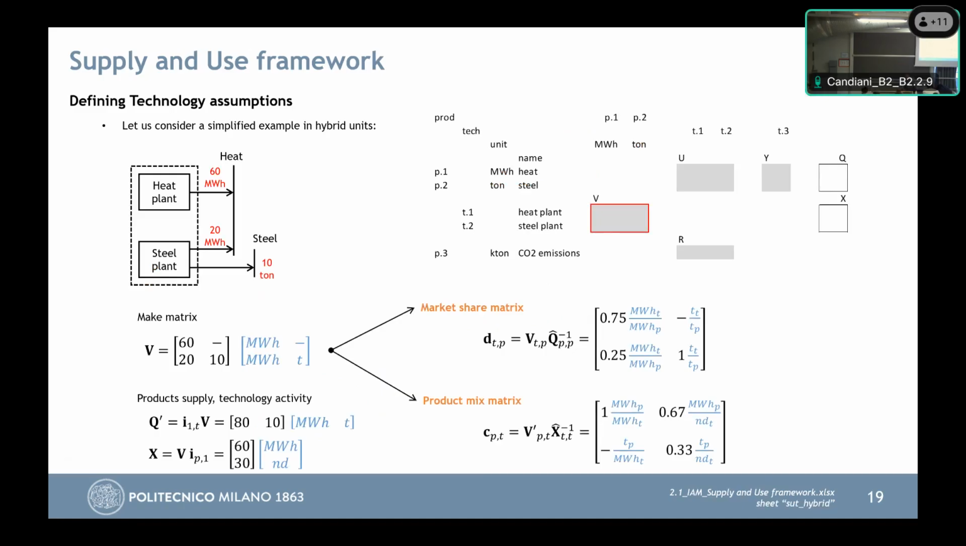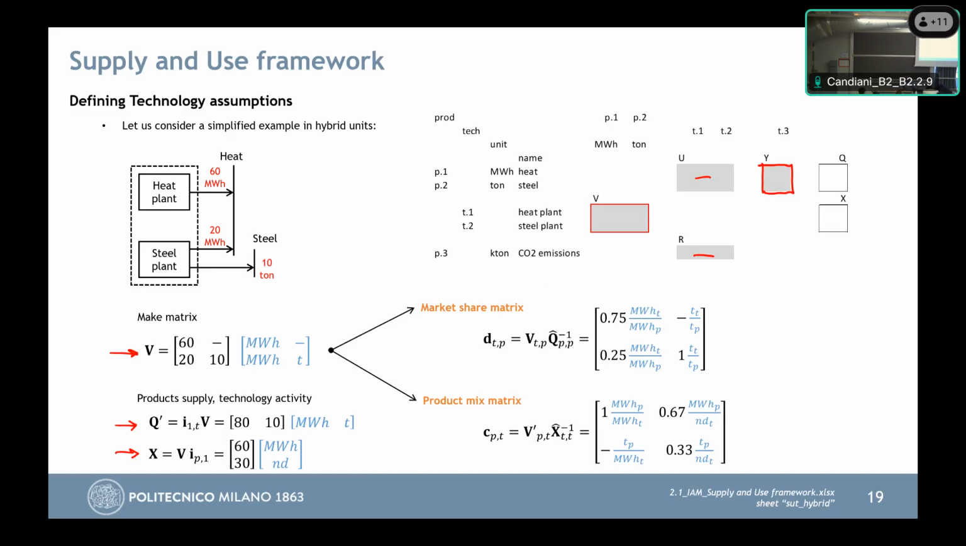So let's consider here a system that is composed by a heat plant and a steel plant. We fill the supply and use table, and in this case it is just defined by the make table, because there is just the demand y, and there is a make table. There are no intermediate uses. There are no environmental transactions. Then once we get V, we calculate, of course, the total demand of product and the total activity by technology, and both these can be derived as the row or column sum, respectively, of V. And then by dividing the V by Q or X, we can get the market share and the product mix.